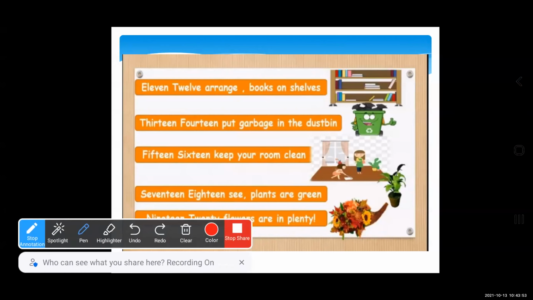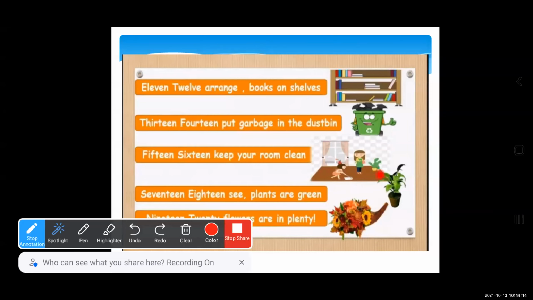See the children, a very nice poem is there. 11, 12, arrange books on slate. 13, 14, put garbage in the dustbin. See, there is a dustbin. Okay, 15, 16, keep your room clean.